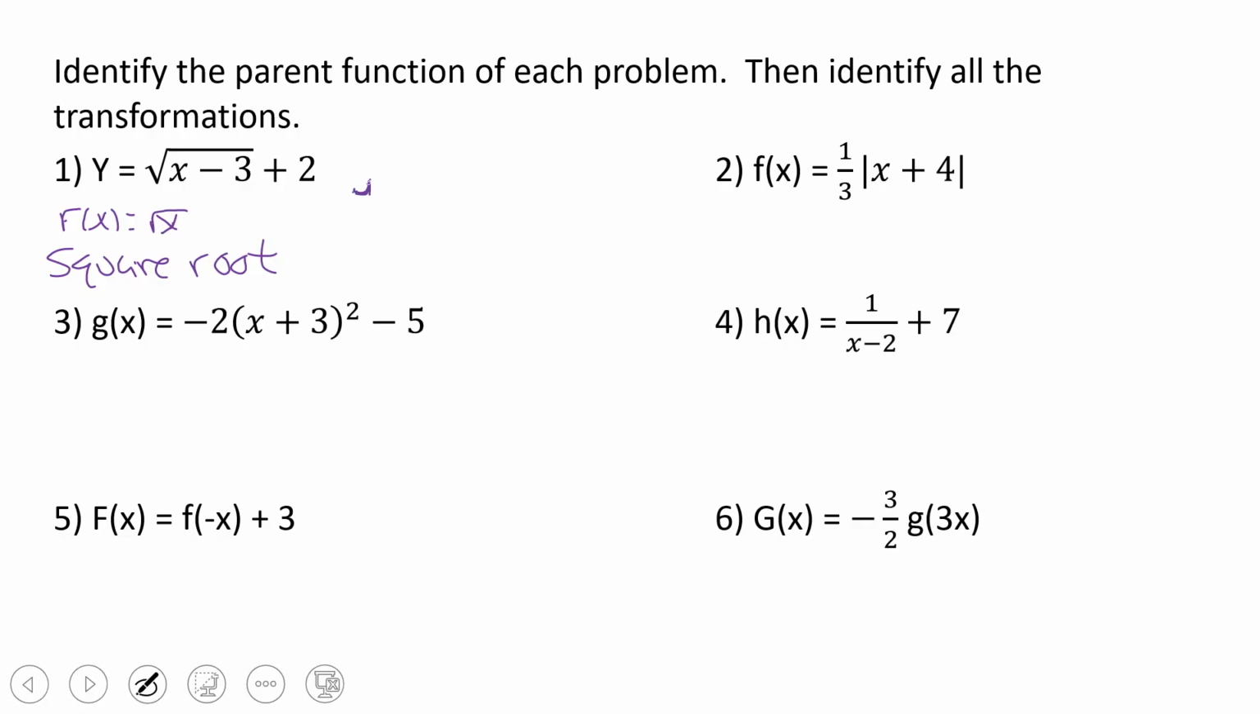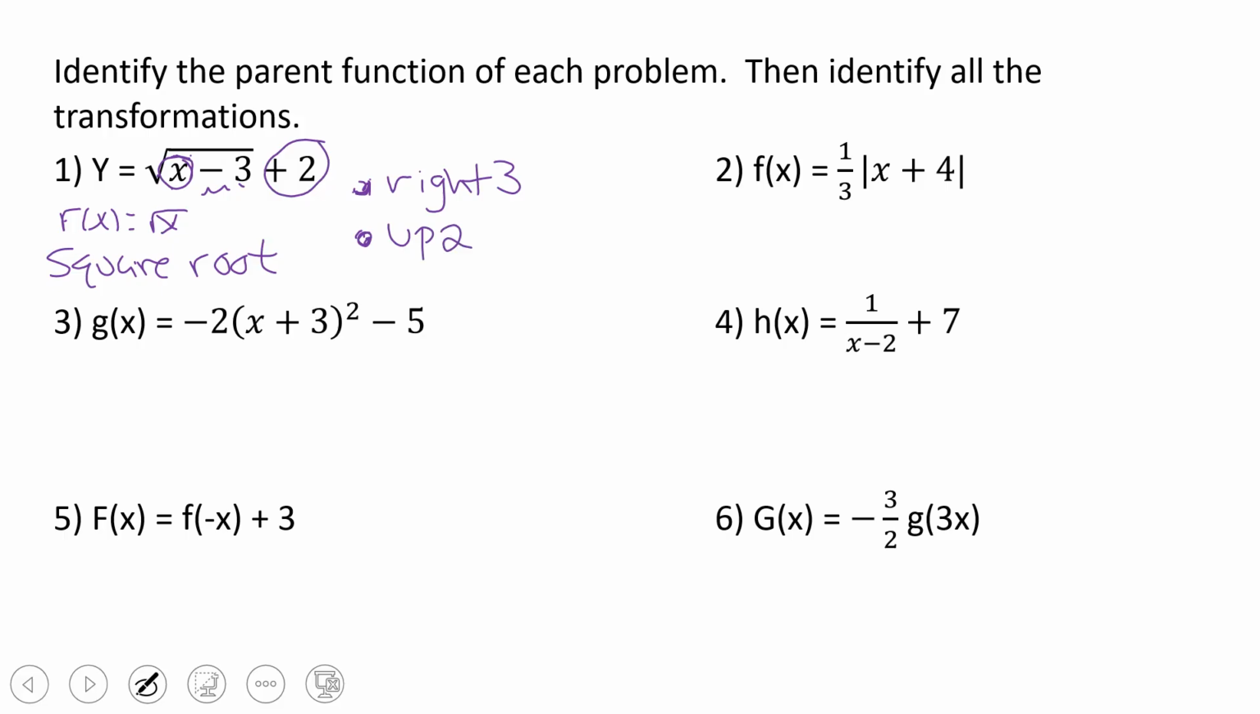And when you list them, you have to think about order of operations. If I were to plug something in for the x, the first thing that I would have to address is this -3. Well, that -3 is on the inside, so it's a horizontal shift, but it also lies to you. So even though it's minus, we think left, this would be right 3. After I subtract 3 from my input, I would square root, but that's the parent, so that's not a transformation. So then lastly, I have this adding 2 to the outside. This would be up 2. And that's the only transformations that occur on number 1.